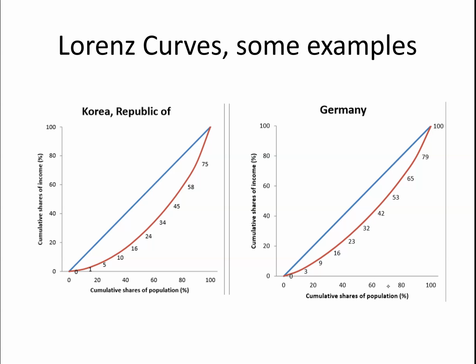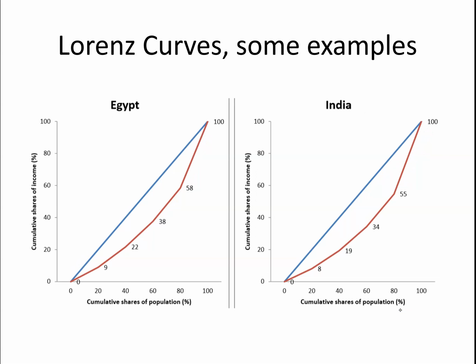So these are Korea and Germany, and they look somewhat equal. Germany looks quite a bit more equal than Korea. Let's look at a few other examples. Now we have fewer data points, so these are using quintile data. And so we have Egypt and India. They're a little bit further away, but still it's not so extreme.